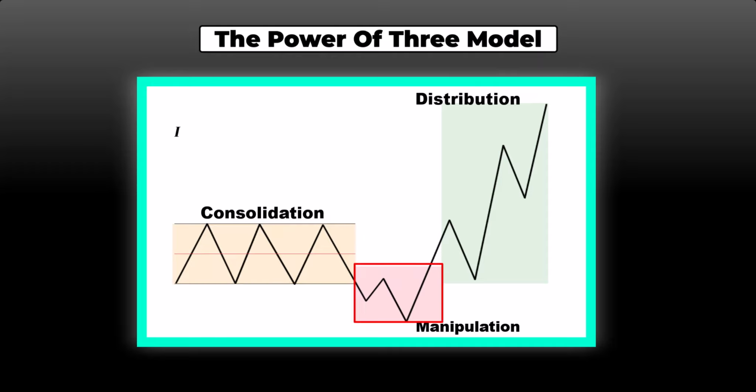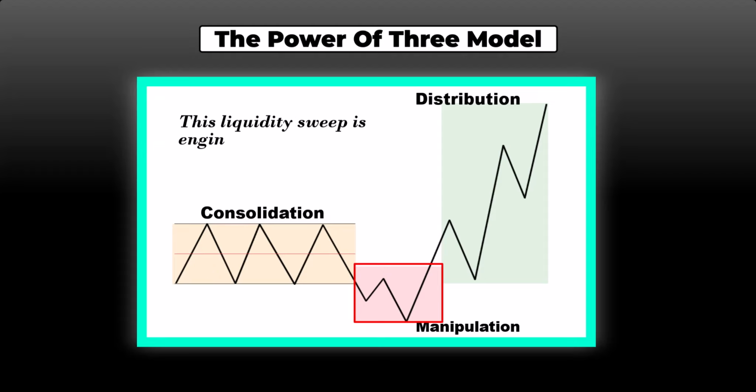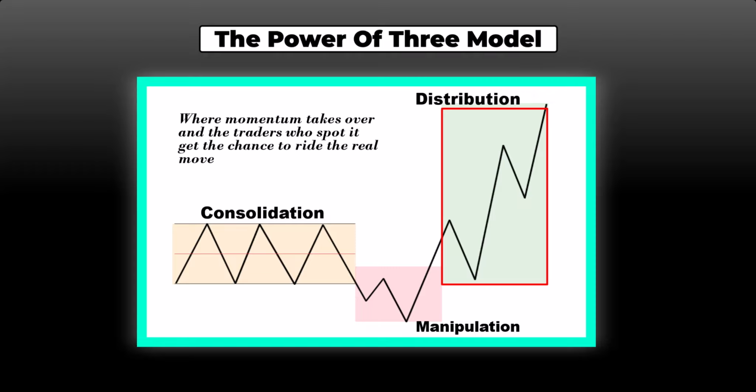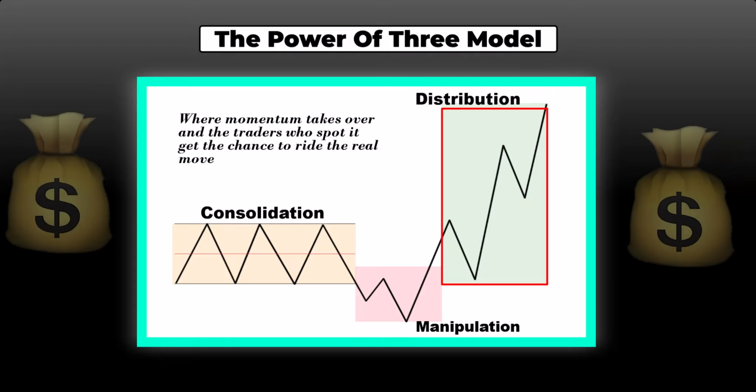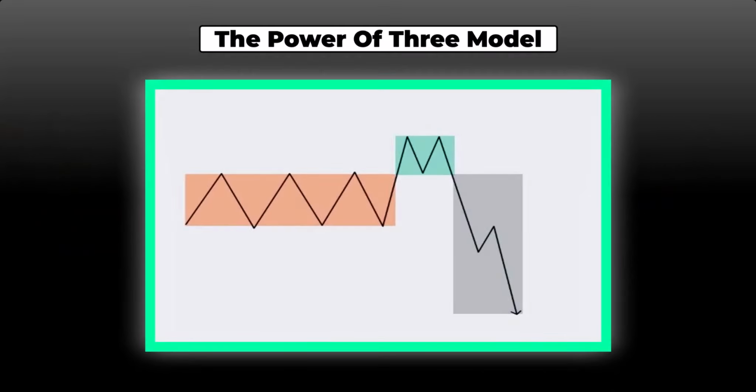Then comes the manipulation phase. Here, the price fakes a breakout above or below the range to trap traders, triggering stops and luring breakout entries. This liquidity sweep is engineered to collect orders, and once the liquidity is secured, the institutions drive price hard in the opposite direction. That's the acceleration or distribution phase, where momentum takes over and the traders who spotted it get the chance to ride the real move. That's the bullish version.